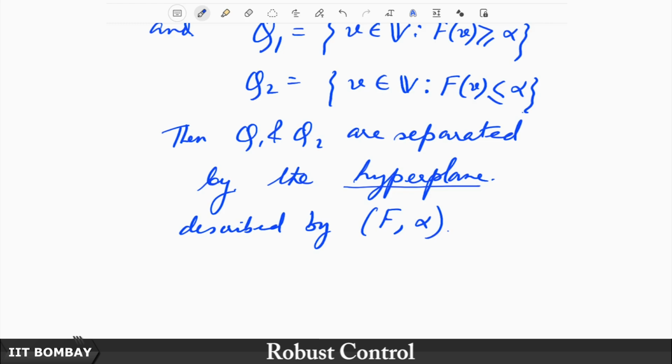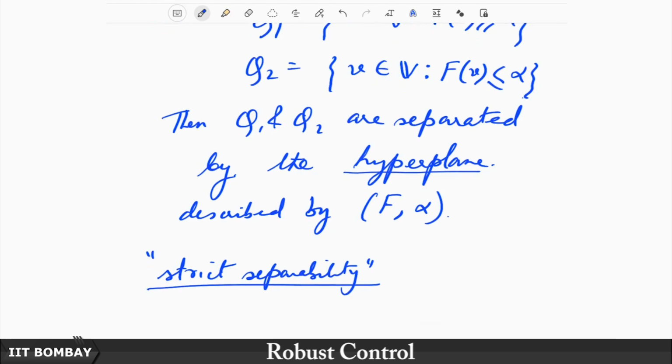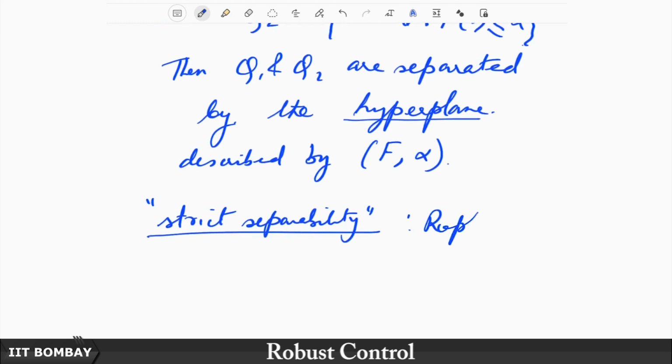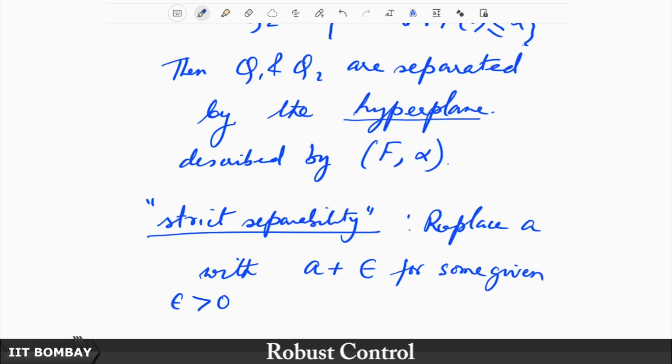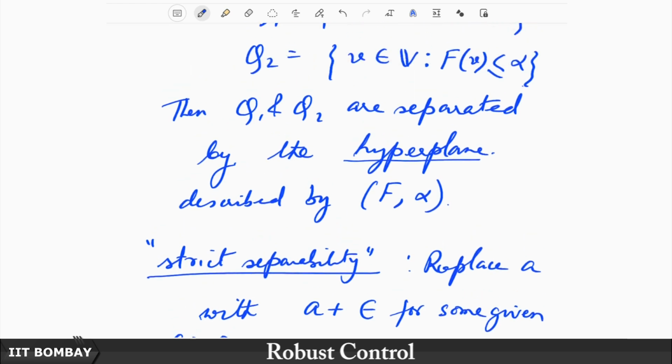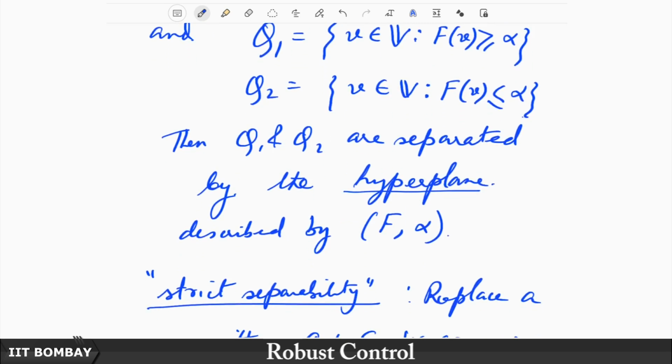Now, if you want strict separability, from separability, if we want strict separability, then we would replace this alpha with alpha plus epsilon for some given epsilon greater than 0. In other words, if we are saying that there is some barrier, very loosely speaking again.